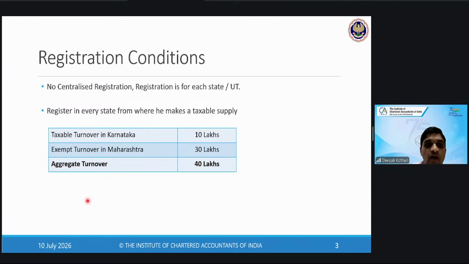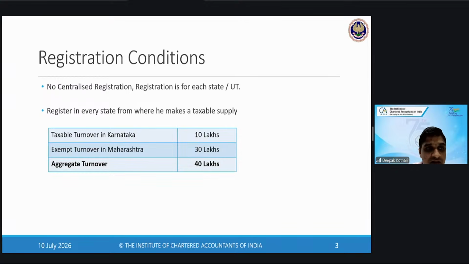lakhs. So, will he take registration in Karnataka? Will he take registration in Maharashtra? Those are the questions which come up. So, we will have to see whether he is doing taxable supply, because the point here, what I'm trying to drive here, is registration in every state from where he makes a taxable supply.